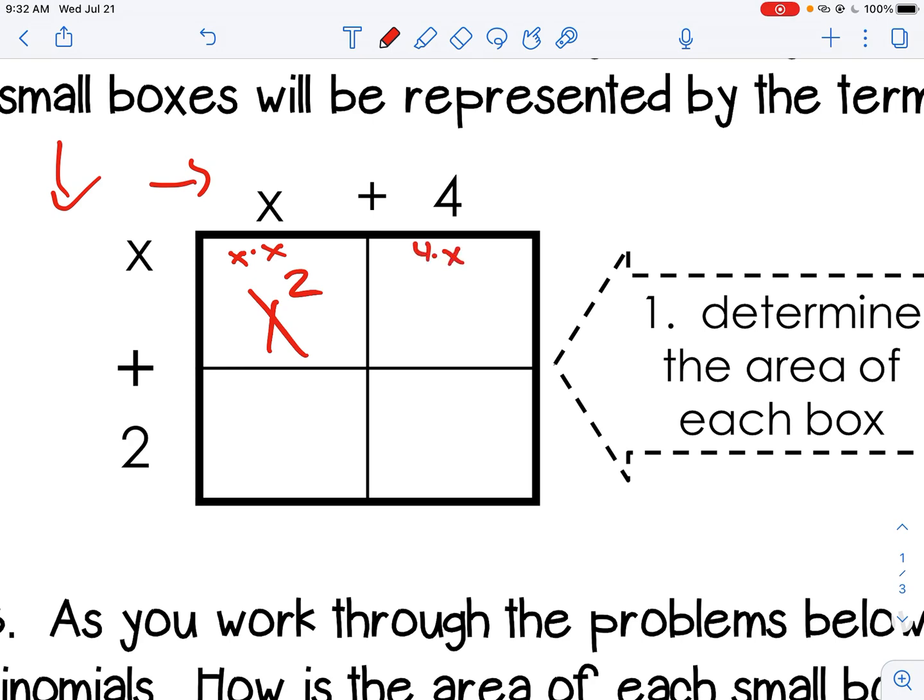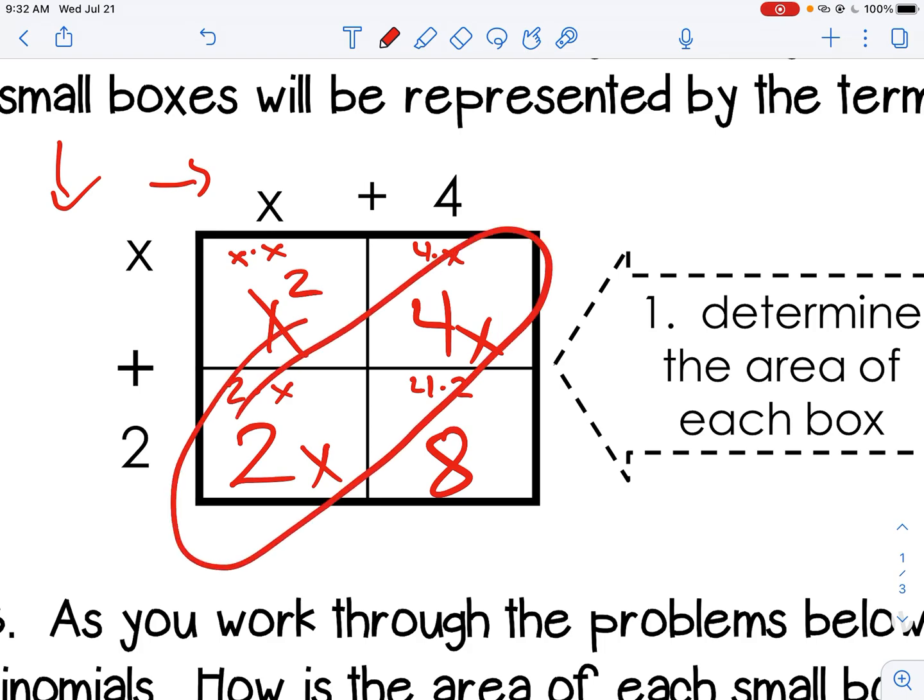This would be 4 times x, which would get me 4x. This would be 2 times x, which would get me 2x. And then this would be 4 times 2, which would get me 8. Then I would need to combine like terms. If you notice, these are like terms. So I would get x squared plus 6x plus 8.